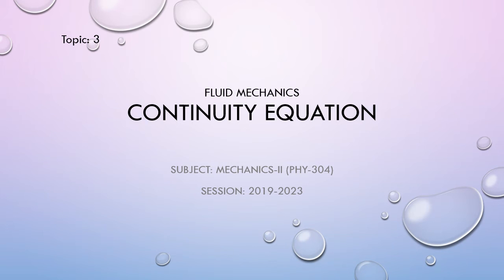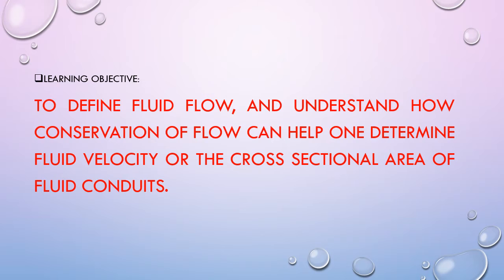Today the second topic we have to start is the continuity equation from fluid mechanics. For this lesson in fluid mechanics I will be discussing the continuity equation. The learning objective for the continuity equation is to define fluid flow and understand how conservation of flow can help one determine fluid velocity or the cross-sectional area of the fluid conduits. Conduit means the containers or the pipes through which the fluid is flowing.